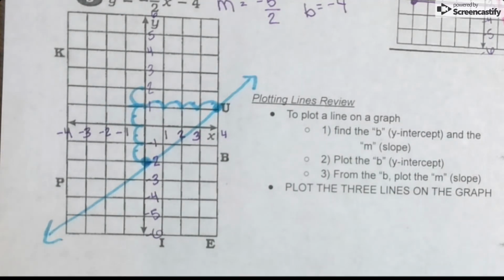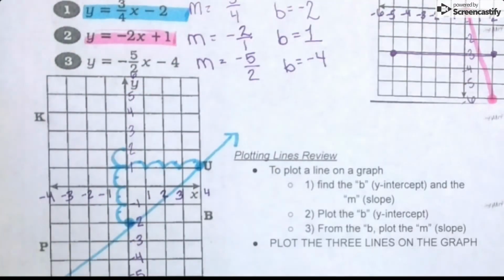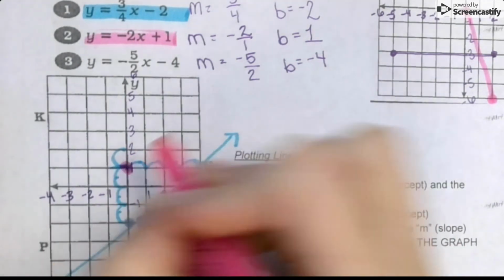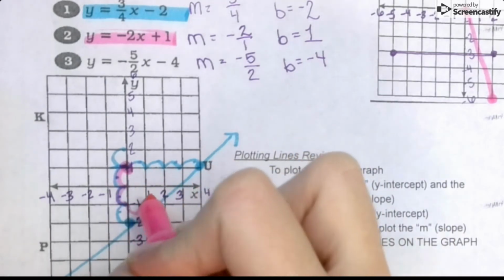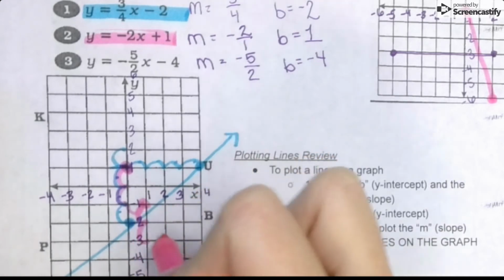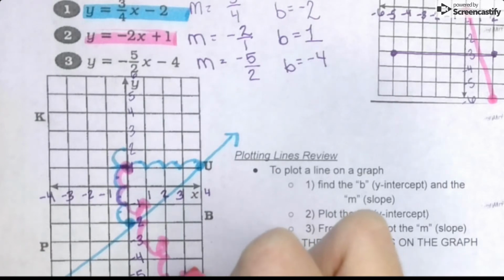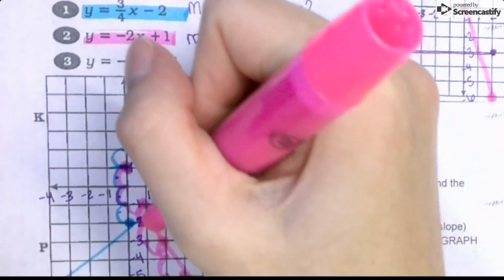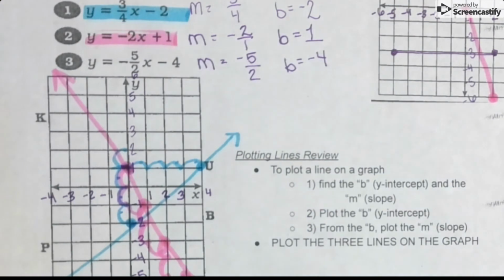Then I'm going to go and plot my second line. So my second line is going to start at +1. So plot my point at +1. And in this case, we're going to go down 2, right 1, down 2, and right 1, down 2, and right 1. And again, I could draw a line through those points. Okay? Then we're going to plot the last one.